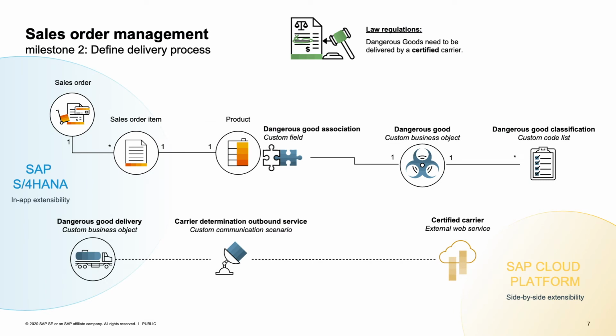So, the next step now is to integrate a whole new process inside your SAP S/4HANA. So we don't want to integrate inside the product, but we want to introduce a new custom business object. And how we can do that, I'm going to show you in the second demo.